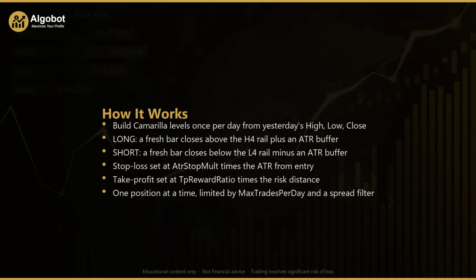The short side is a mirror image. The previous close must have been at or above the L4 rail, and the newest close must fall below L4 by that same ATR buffer. When that happens, the strategy signals a sell.